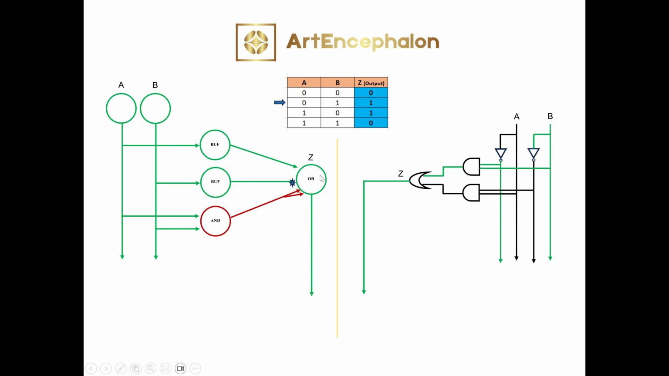Now, the Z neuron is an OR neuron, which means any input that is 1 will cause the Z neuron to fire an action potential. So, the buffer, the second buffer, is giving an action potential. It's firing an action potential towards Z. Z receives that action potential, and because it's an OR logic, it will also fire an action potential. So it gives out a 1. So this logic here is expressing what we have in the second column, where A is 0, B is 1, and the output is 1. So let's move to the third one.